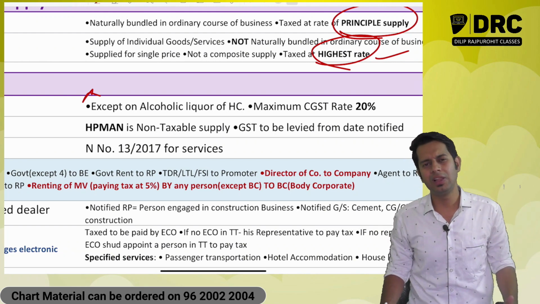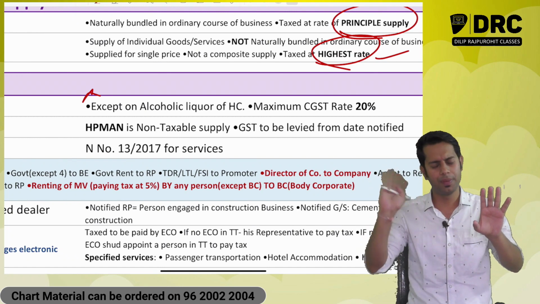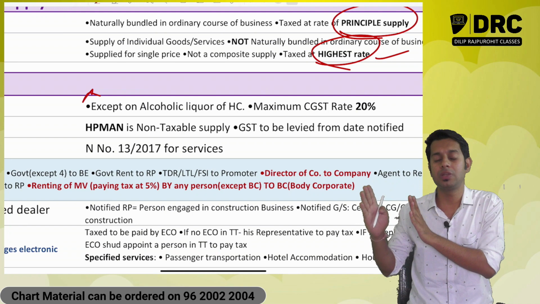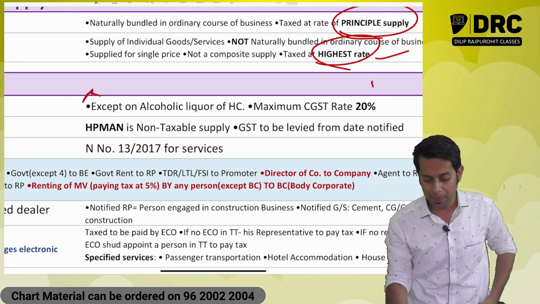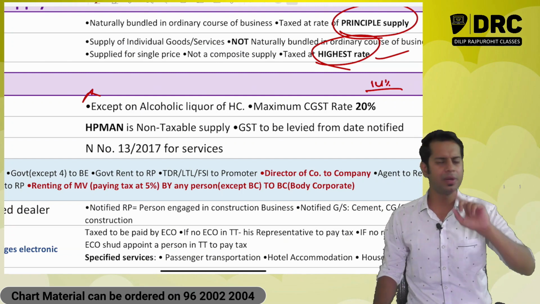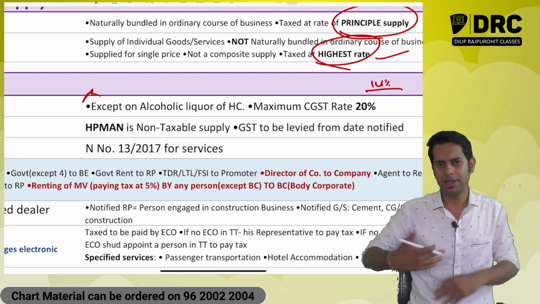Sir, at what rate will they levy the GST? At the rate as may be notified by the government, but the maximum rate which the government can levy is 20%. The highest rate which is possible under CGST law is 20%. But presently what is the rate which they are collecting? 14%. And sir, at what value? It will be determined under section 15, and it shall be collected in such manner as may be prescribed, that is by filing of return.